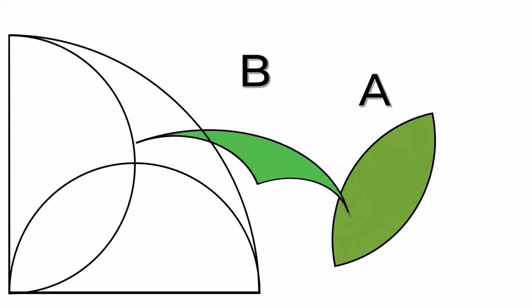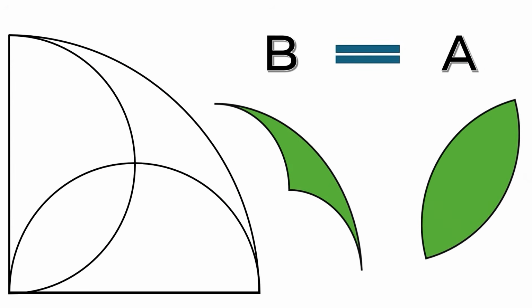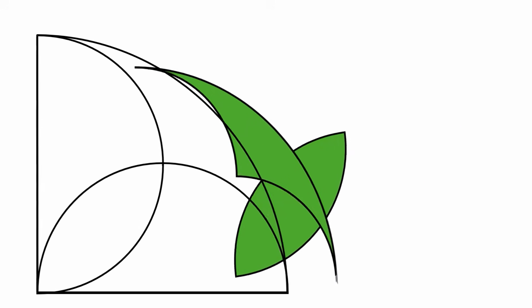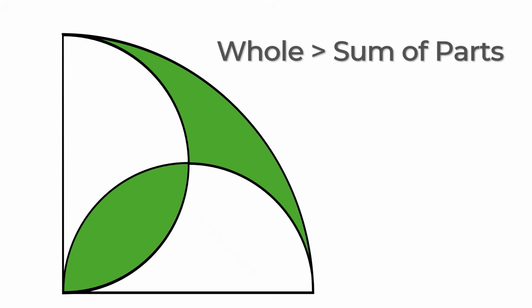And there it is. The shapes that looked so different are mathematical equals. The true lesson here is powerful. Often the relationship between the whole and its parts is more important than the parts themselves. Look for the bigger picture and the answer will often reveal itself.